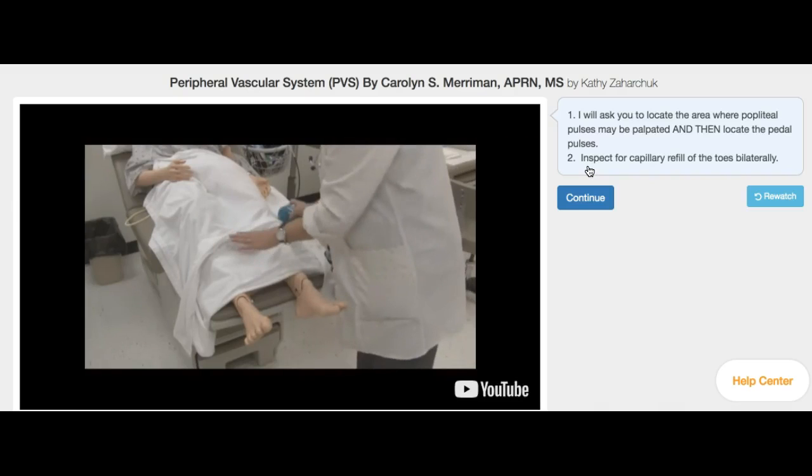So I'm going to ask you to locate the area where the popliteal pulse may be palpated, because I do want to make sure that you know where to do that. And then you'll do what she did, where you look for the pedal pulses and assess them. She calls them pedal pulses. It doesn't matter. I've heard them referred to both ways. It all depends on how you learned it. And then inspect for capillary refill of the toes bilaterally.